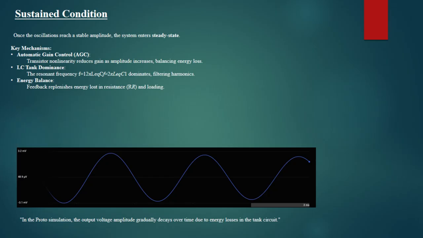Now, moving to sustained operation. As the signal continues to grow, the transistor's nonlinearity kicks in and naturally reduces the gain. This helps balance the circuit. At this point, the feedback exactly compensates for the energy losses in the LC tank circuit, and the system reaches steady oscillation. The LC tank also acts as a filter, removing harmonics and giving us a clean sine wave output at the resonance frequency. However, in real-world conditions, the output voltage might slowly decrease over time due to energy being lost, as the load resistor drains some of the power.